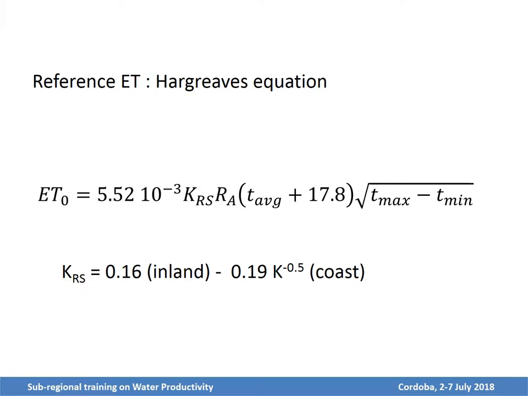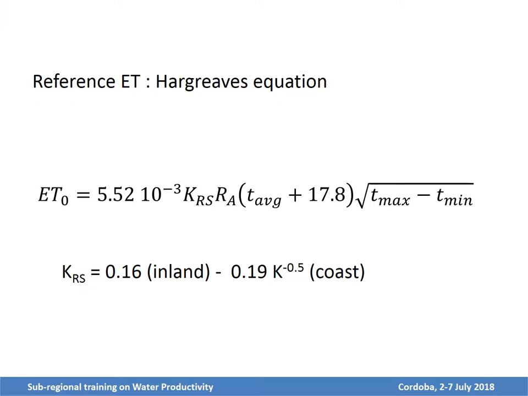The first is the Hargreaves equation, which is very peculiar as it only requires values of air temperature. In this equation, ETo is calculated as a function of extraterrestrial radiation, which is calculated, the average measured temperature, and the maximum and minimum temperature. Here we also have a coefficient that changes when we are inland or on the coast. This equation is very useful as it considers extraterrestrial radiation, which gives the maximum possible radiation at a given site. Then the actual radiation is reflected by using the difference between maximum and minimum temperature.